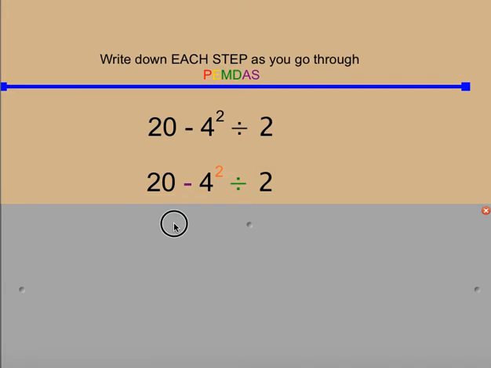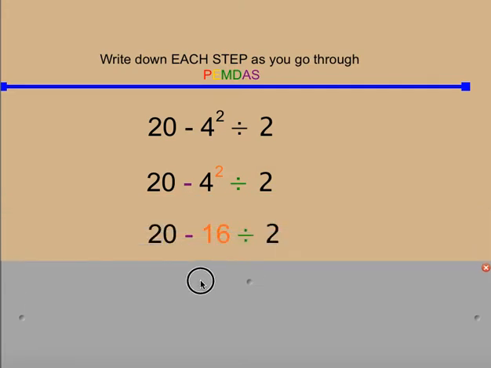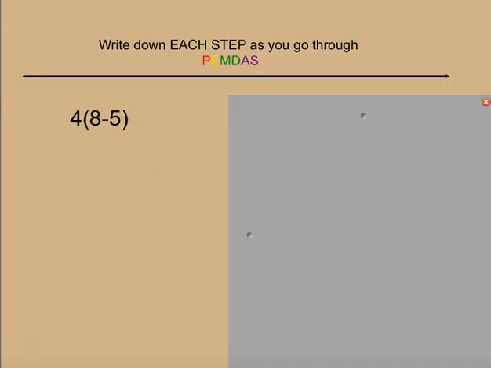Okay, so for this next one, we need to do our exponent first to get 16. Oh, this is actually the same as the last one. Sorry about that. Let's look at a new one. All right, parentheses come first, so I need to do 4 times 8 minus 5 is 3, and then I multiply to get 12.